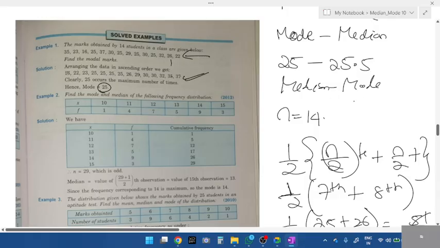Or they might ask what is the difference between median and mode? 25.5 minus 25. What's the answer? 0. Fine. Any doubts? Median, mode, mean? All of you understood? Shall we try the next one?